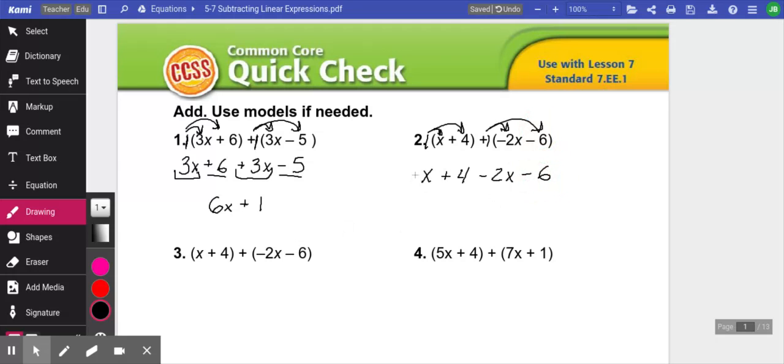So again, we're going to combine our like terms. So the x's combine. I have 1x, and I have to take away 2x's. So that's a negative x. And 4 minus 6 would be negative 2. So that's just a quick review of how we can add linear expressions.